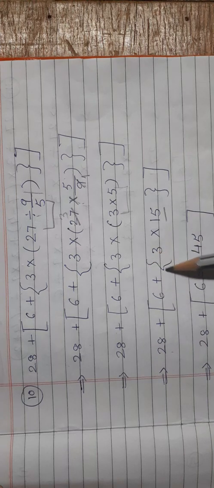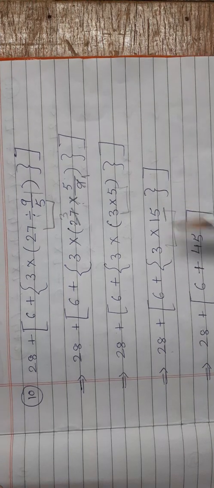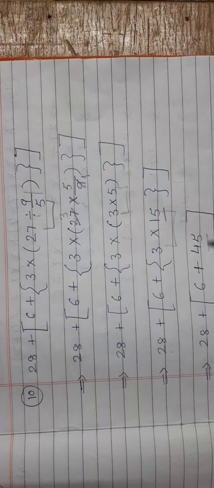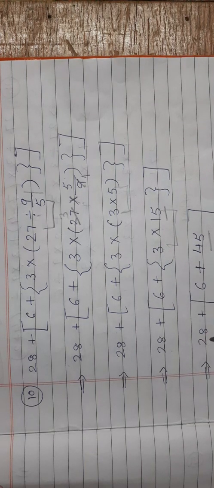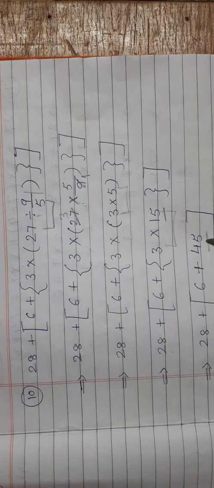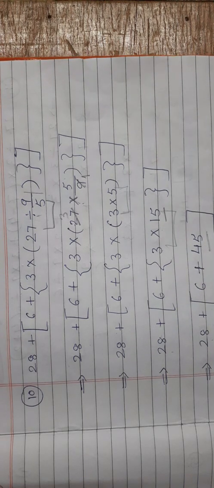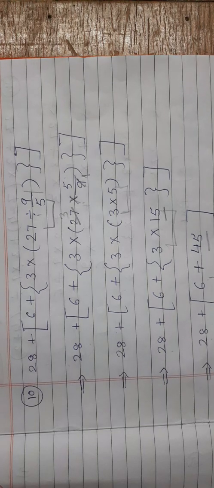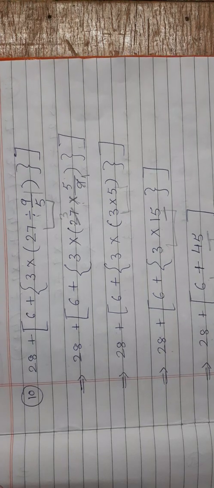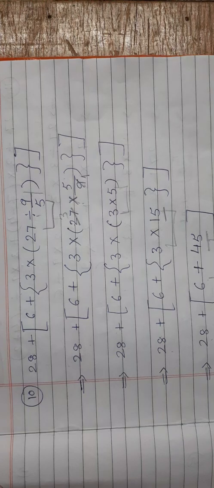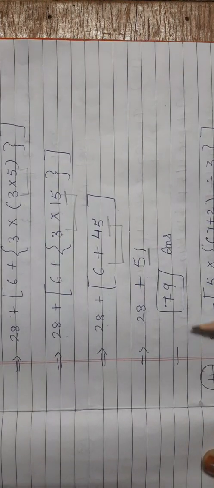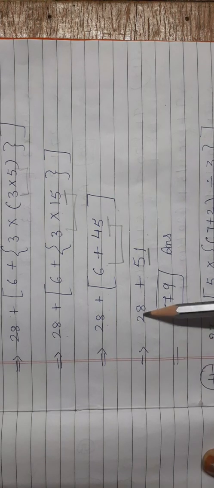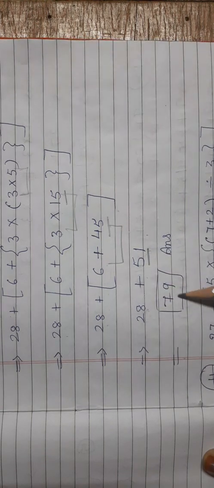Now in the next step, we solve the curly bracket. Now 3 into 15 is equal to 45 and keep the remaining digits same, that is 28 plus 6 plus 45. Now solve the big bracket, that is 6 plus 45 is equal to 51. Now next step, 28 plus 51. Add both the numbers and we will get 79.